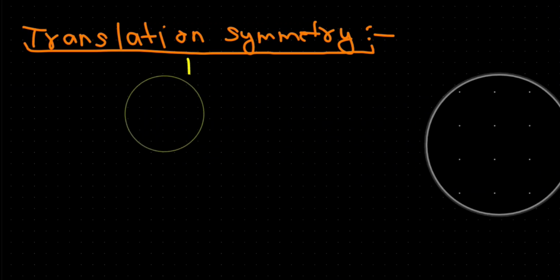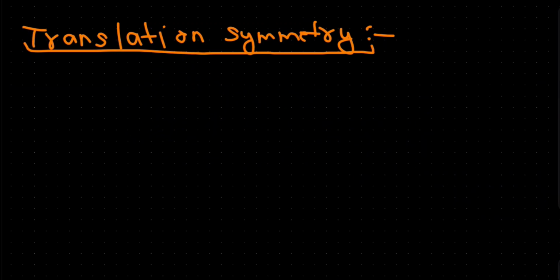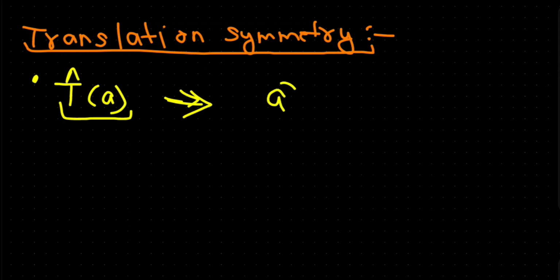So let's see what this translation symmetry is. First of all, we have to understand what the translation operator is. The translation operator is represented by this. What this does is that it shifts your function by a distance a.